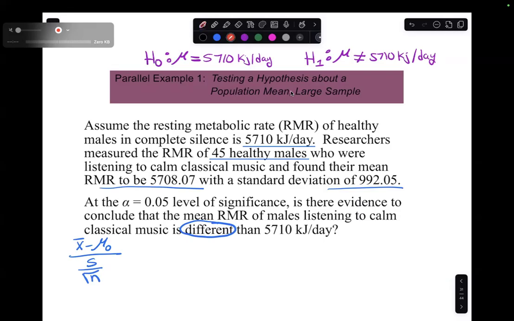Now let's calculate the t score, the t naught, which is my test statistic. I have my 5708.07 minus 5710 divided by S, oops, I need that actual value, 992.05 divided by square root of 45.